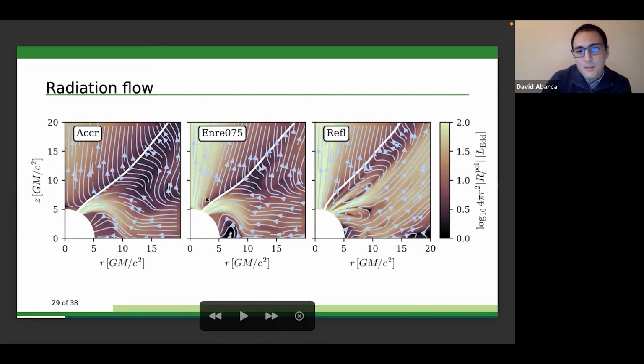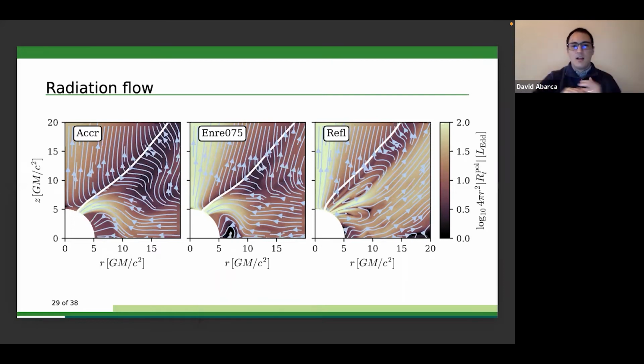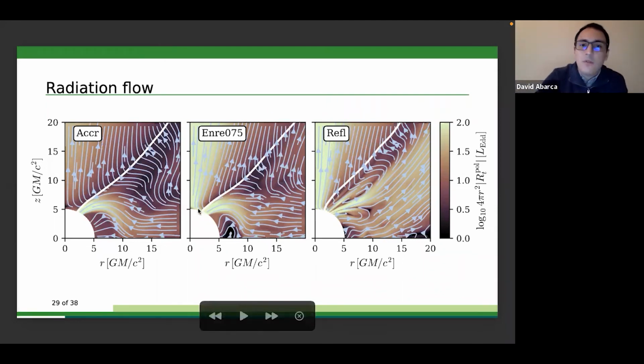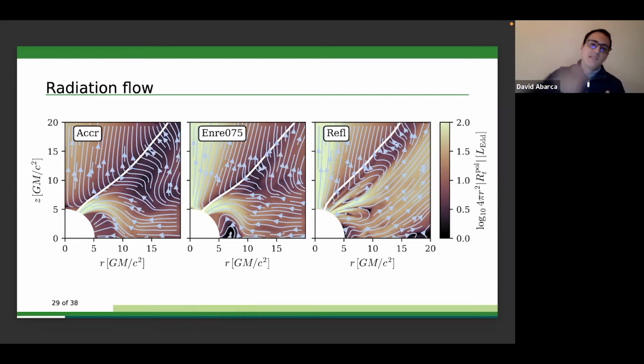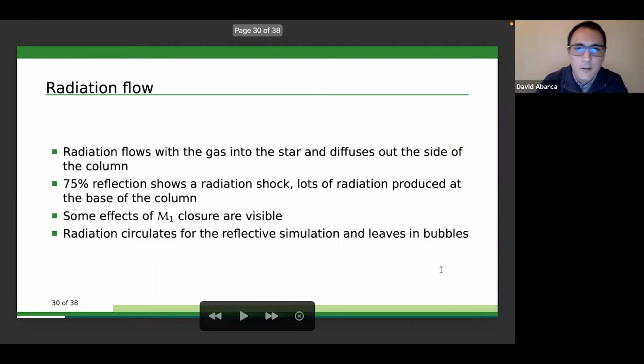Then when you increase the albedo, a shock is formed at the bottom, and this slows down the gas. So it gives the radiation more time to escape, so you can release more photons. So this is why this 75% simulation appears so much brighter. Something similar happens in this fully reflective simulation, but you can see the crazy circularization patterns that are happening because the gas hits the surface and there's nowhere to go.